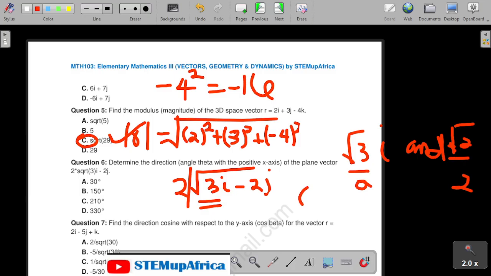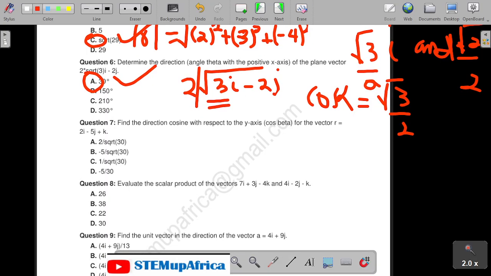So this is cosine direction, which is alpha, which is root 3 over 2. So root 3 over 2 will give us 30 degrees. If you take root 3 divided by 2, which is 0.866, and take cos inverse of 0.866, it should give us 30. So that is the answer to that question.